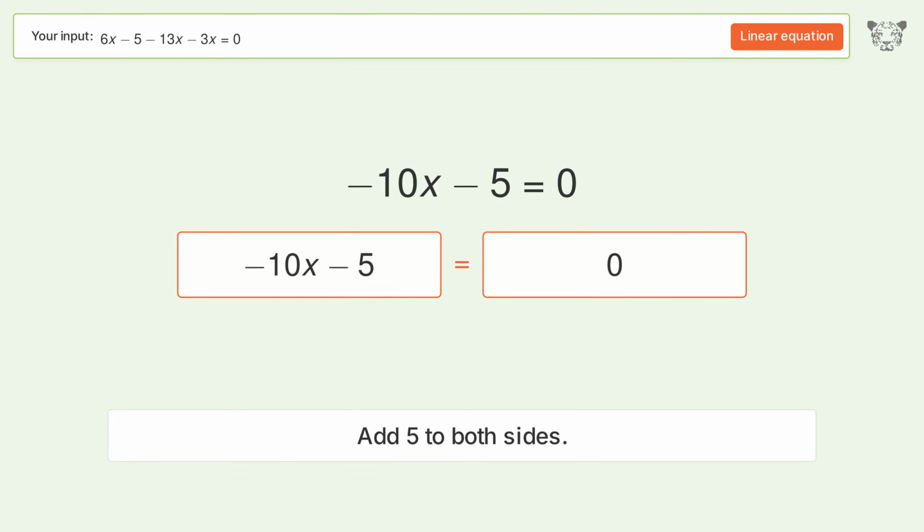Add 5 to both sides so the variable term stands alone. That gives negative 10 times x equals 5.